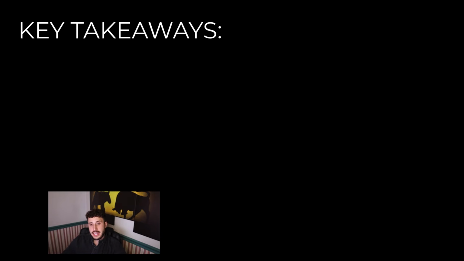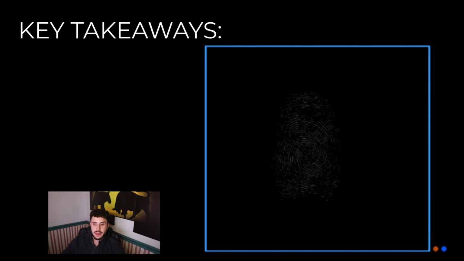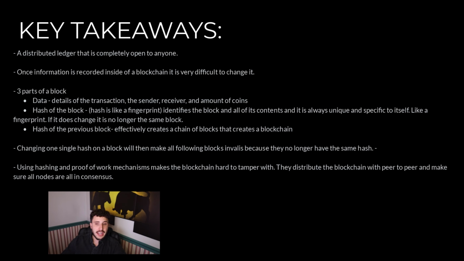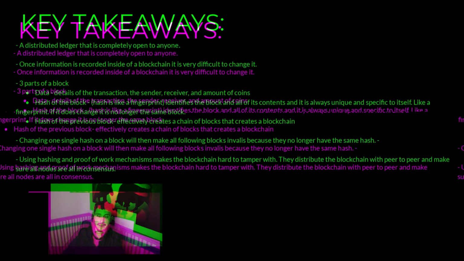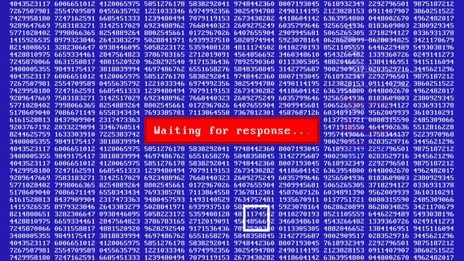Like I said, the data, details of the transaction, the sender, receiver, and the amount of coins. Then you have the hash of the block, and the hash is like the fingerprint, and it identifies the block and all of its content, and it is always unique and specific to itself, just like your fingerprint. And if it does change, it is no longer the same block, and that's how they can catch to see if it's altered and if there's maybe an attack on the network or a manipulation going on.